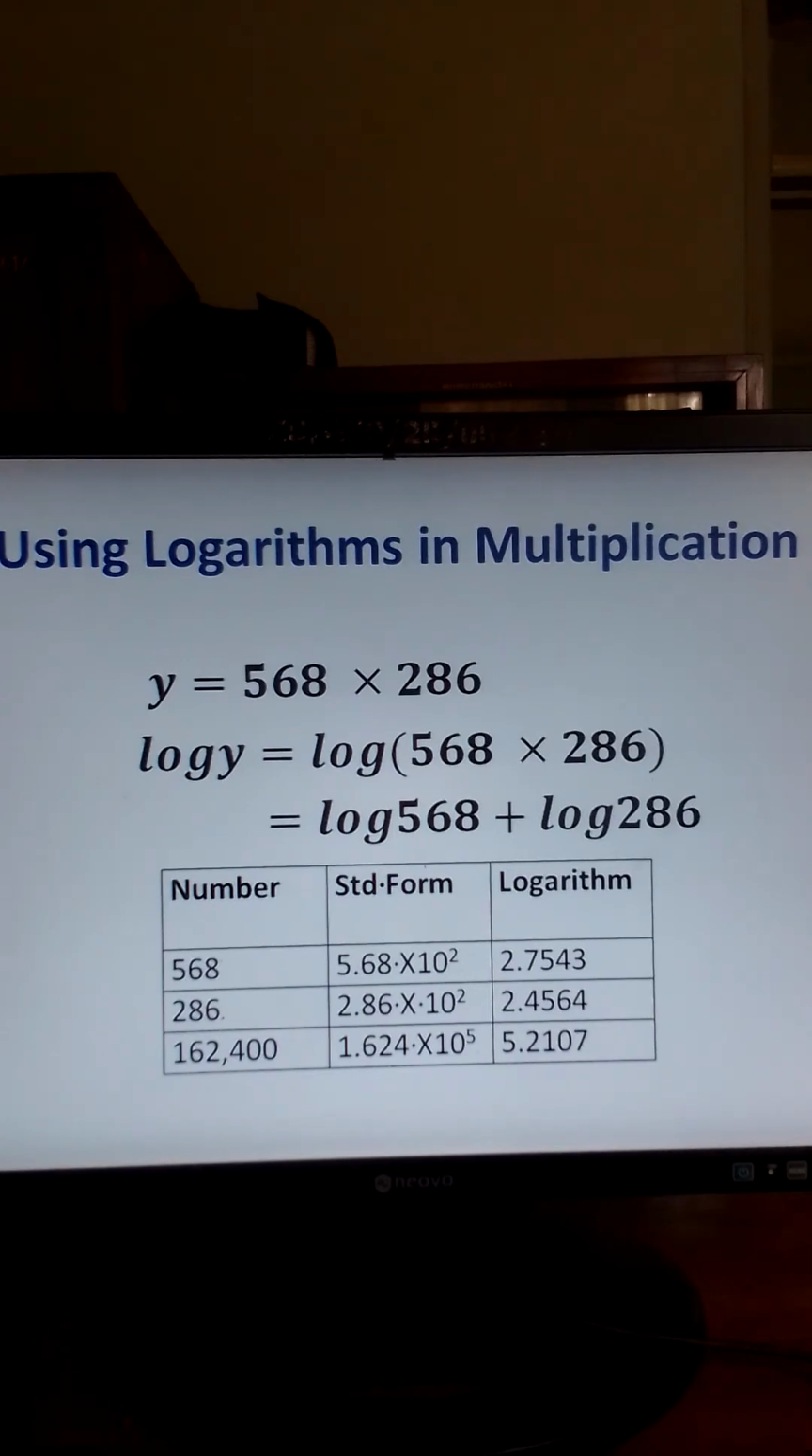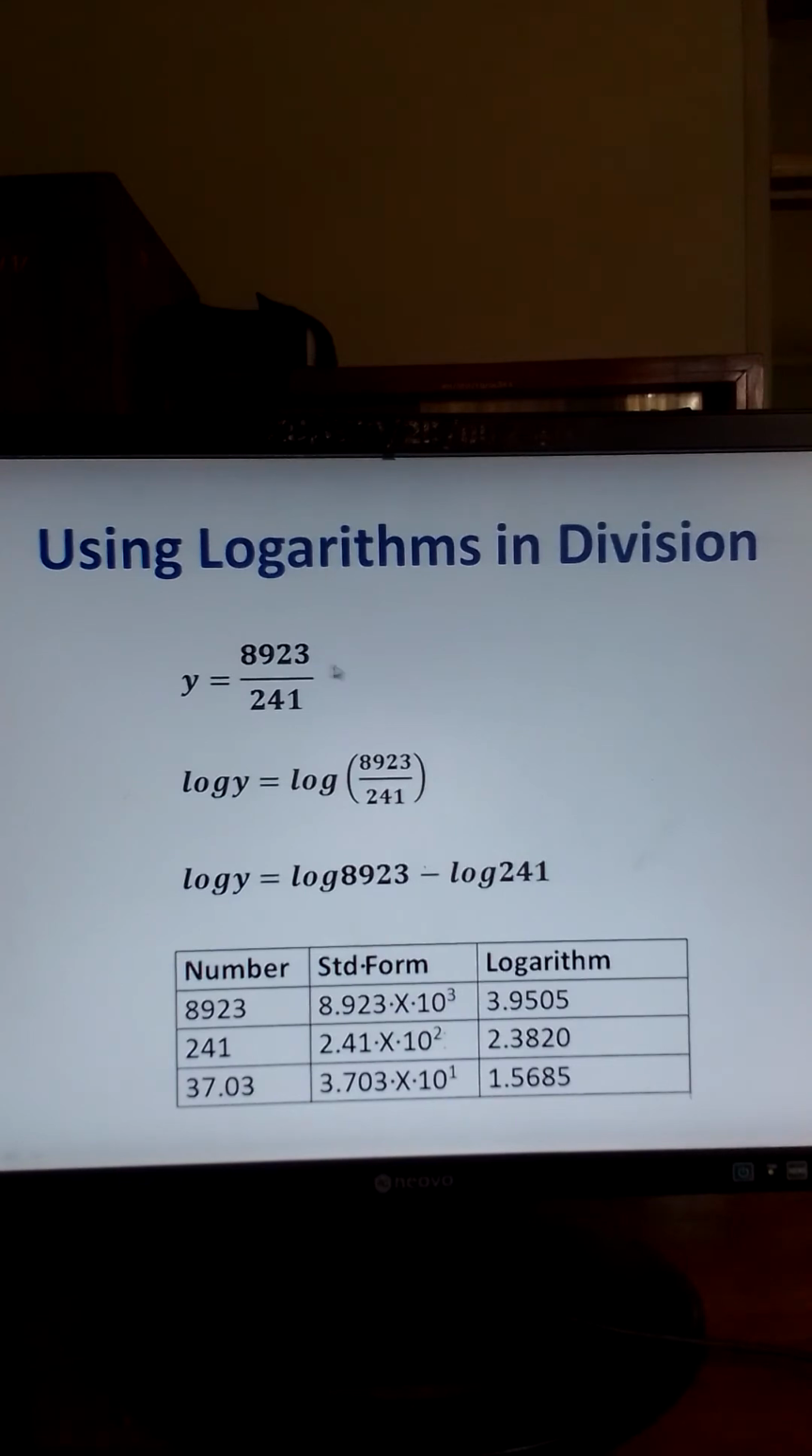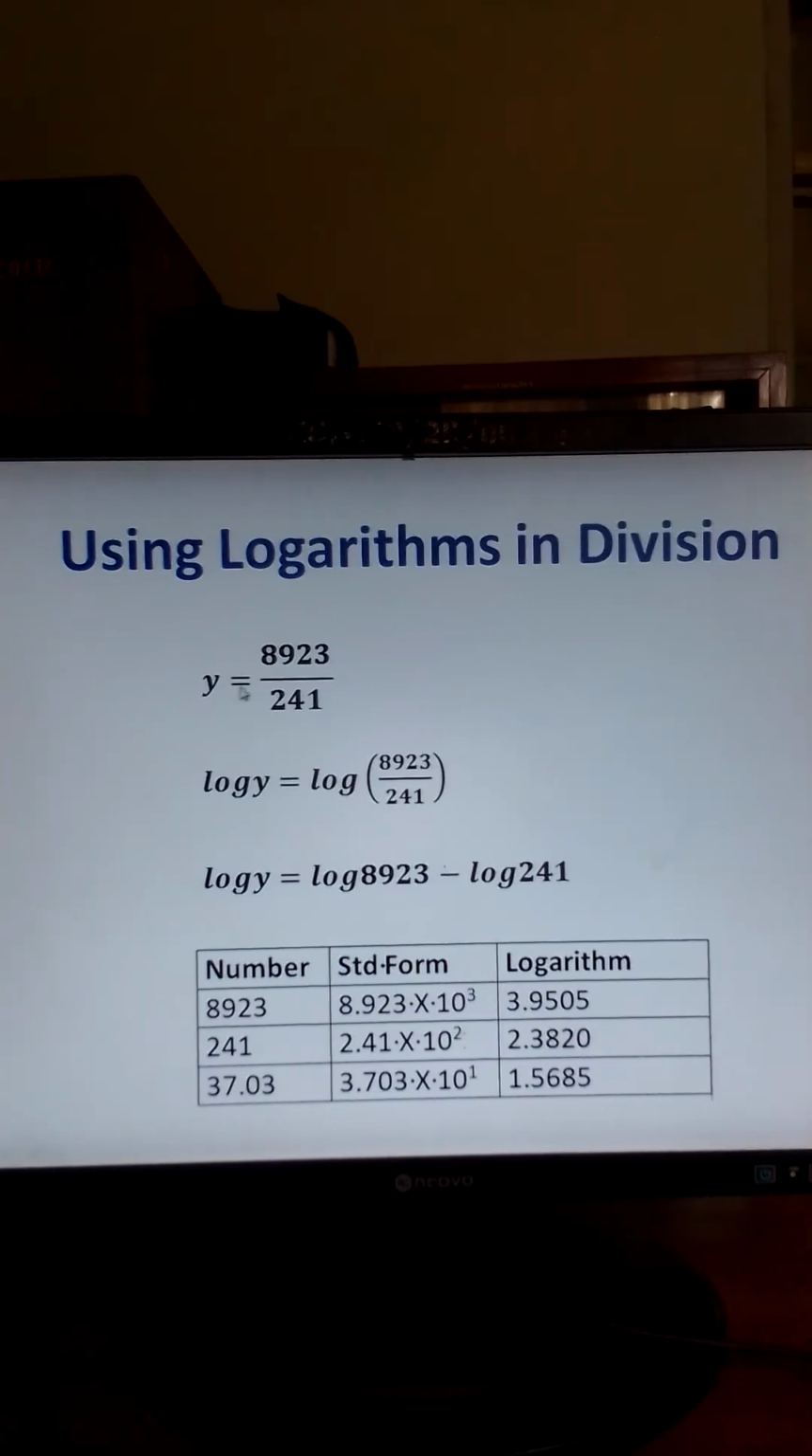Let us see how we can divide numbers using logarithms. Let's say we have this number, y is equal to 8,923 divided by 241. So the logarithm of y is equal to the logarithm of this number divided by this number. And when we are dividing numbers, we subtract their logarithms. So the logarithm of y is equal to the logarithm of this number 8923 minus the logarithm of this number 241.